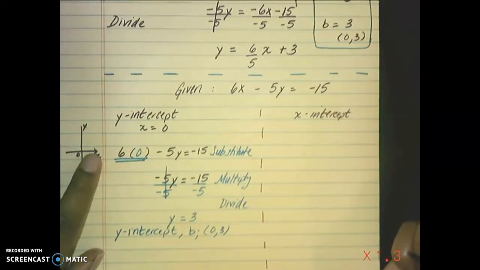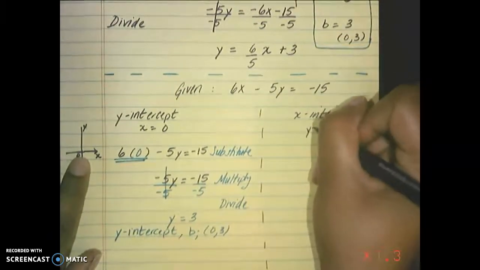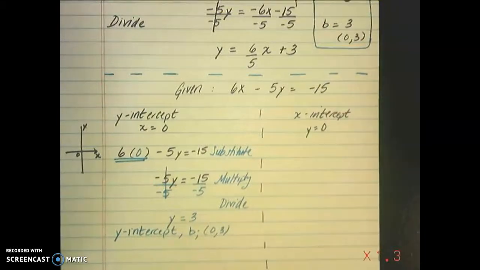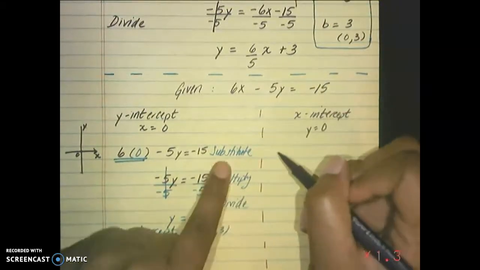Excuse me. I need to know where the x-intercept is on this line. Y is always equal to 0. So I'm going to let y be 0. And so here we go. I'm going to follow my steps that's right here.